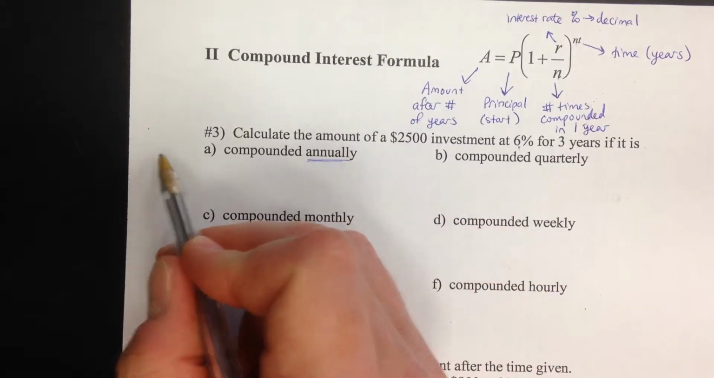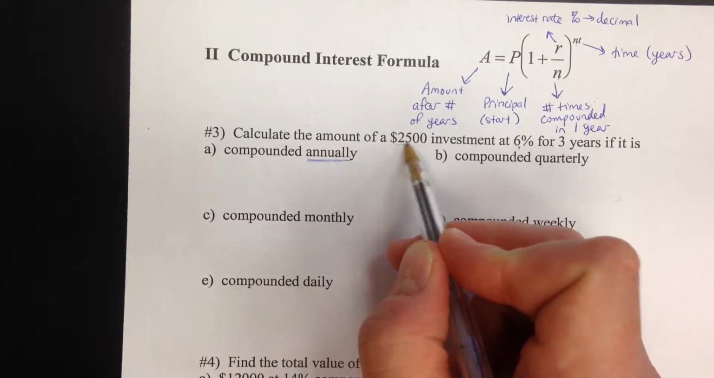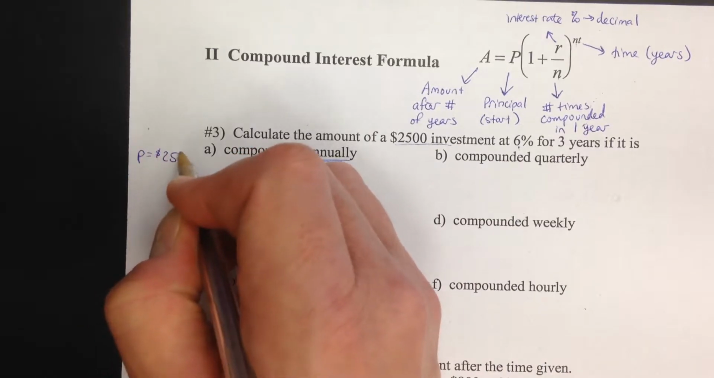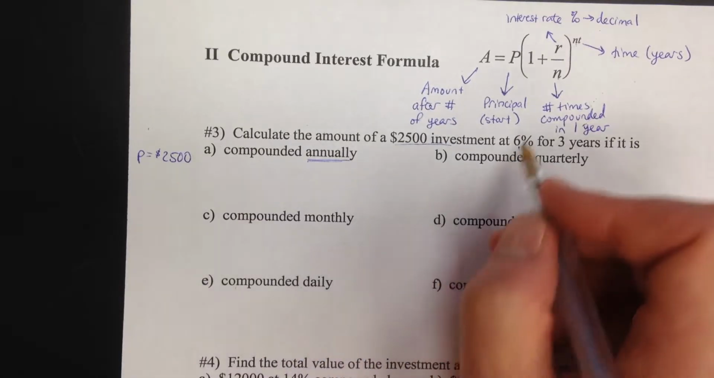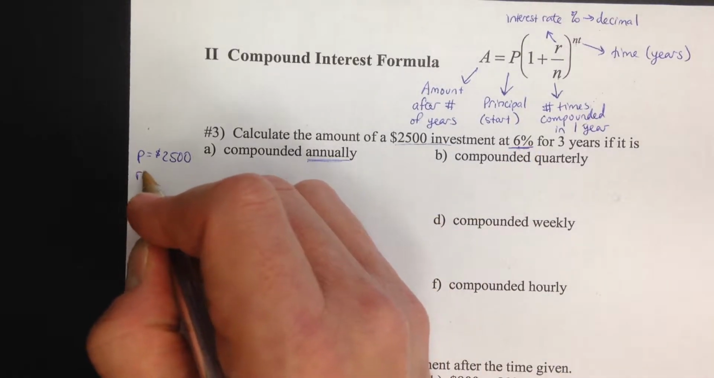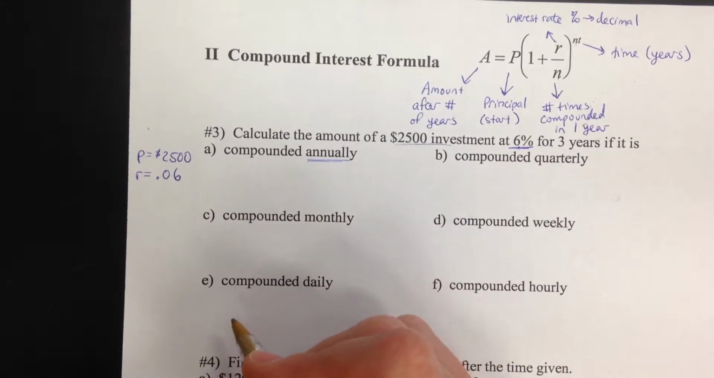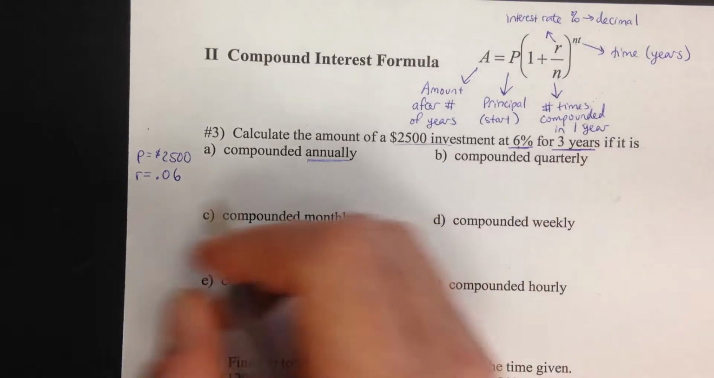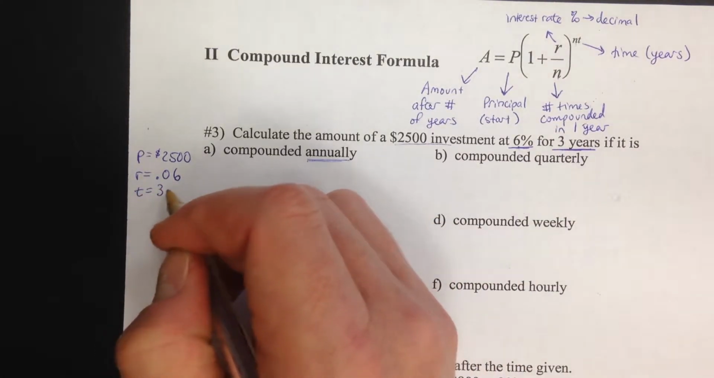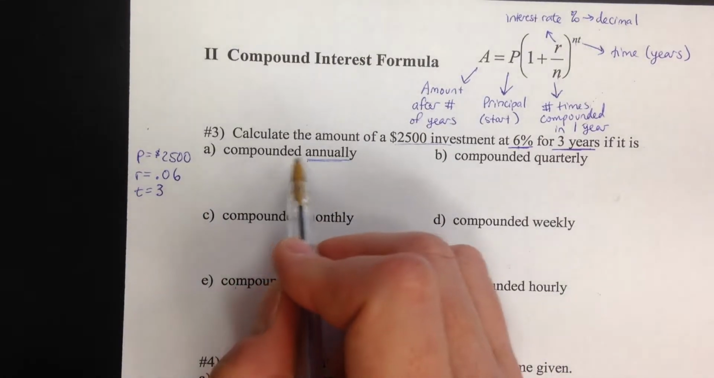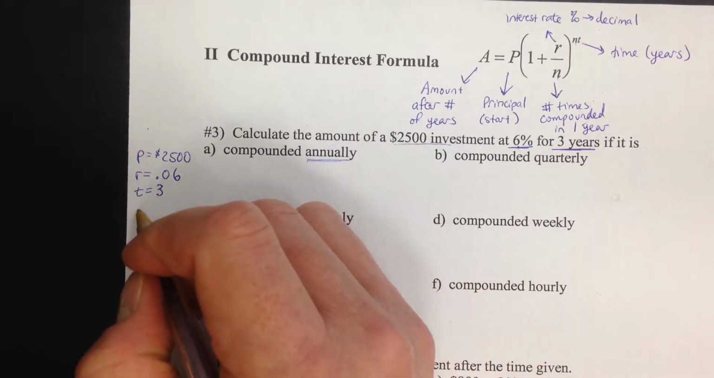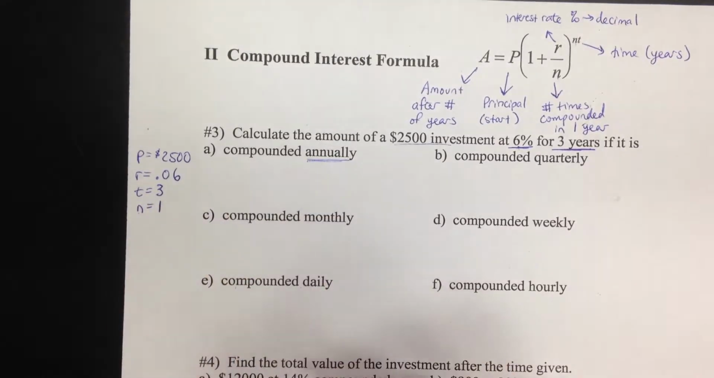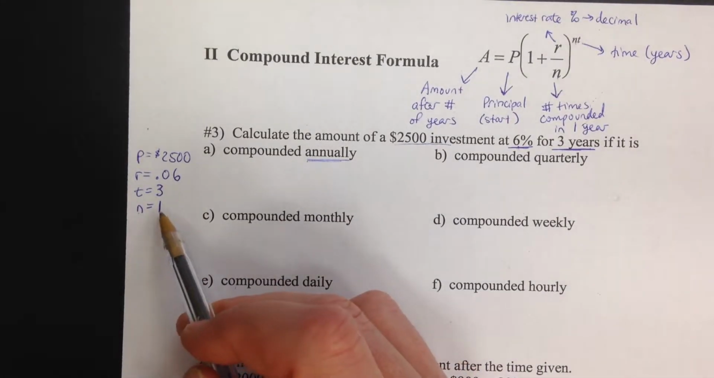So on the side here, let's write down what these numbers represent. The investment is $2,500. That is the principal. The interest rate is 6%, which is 0.06. We're going to use that 0.06 for our rate. The time is 3 years. So we're going to invest for 3 years, so t is equal to 3. Now, compounded annually means the number of times we compound in 1 year, n, is 1. Not very exciting, but we'll start with that as an example.